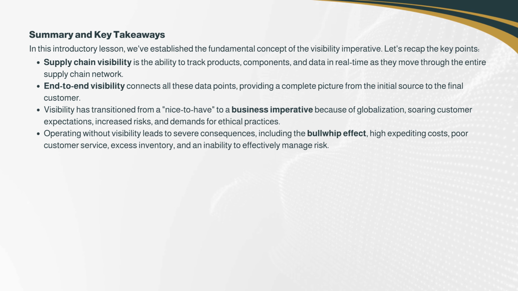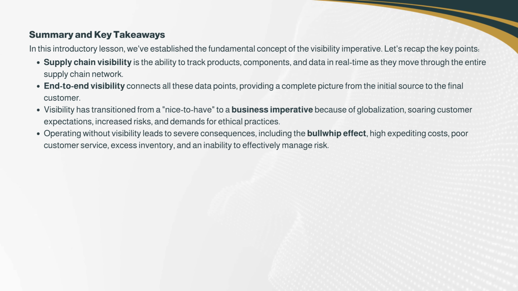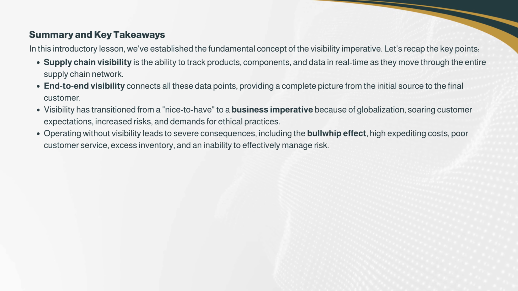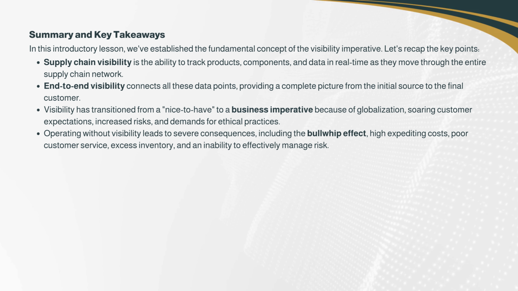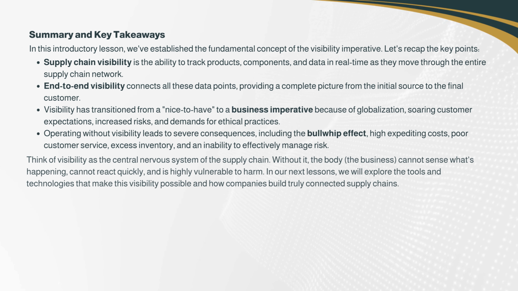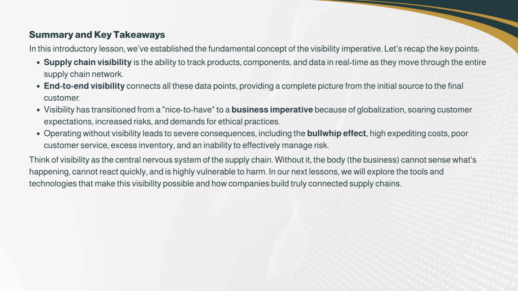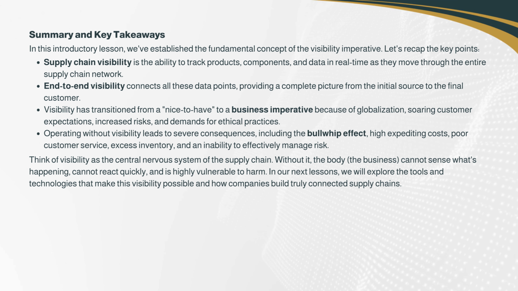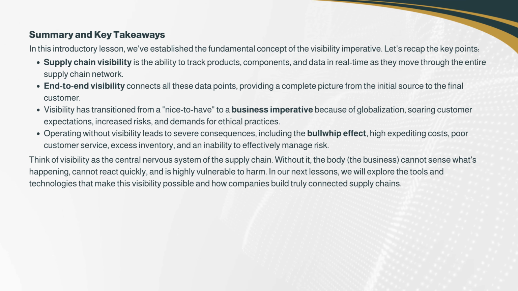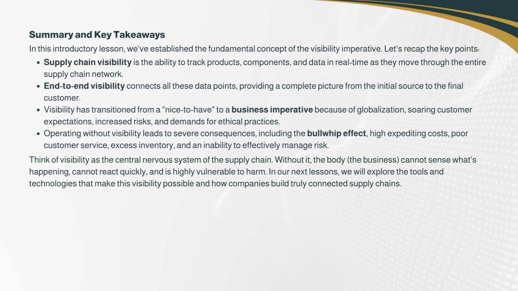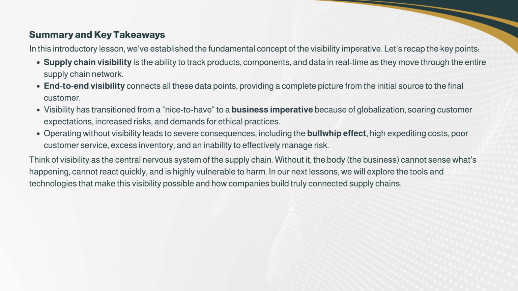Operating without visibility leads to severe consequences, including the bullwhip effect, high expediting costs, poor customer service, excess inventory, and an inability to effectively manage risk. Think of visibility as the central nervous system of the supply chain. Without it, the body, the business, cannot sense what's happening, cannot react quickly, and is highly vulnerable to harm. In our next lessons, we will explore the tools and technologies that make this visibility possible and how companies build truly connected supply chains.